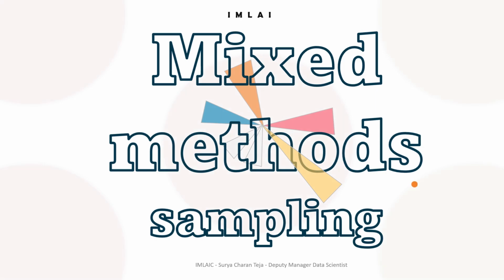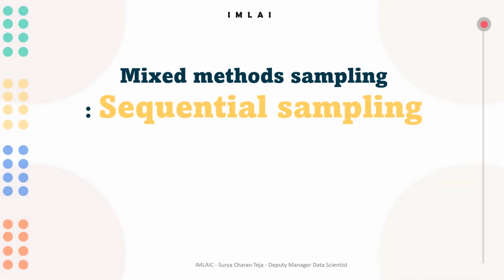Now let's look into the first technique that we use in mixed methods sampling. That is sequential sampling. So sequential sampling comes under mixed methods sampling. What we do here is, sequential sampling is a sampling technique that involves selecting a subset of the population for analysis and then using the results of that analysis to determine whether to continue sampling or to stop.